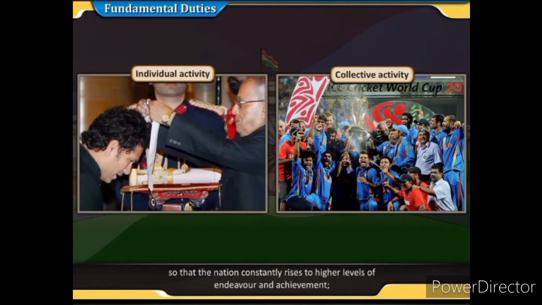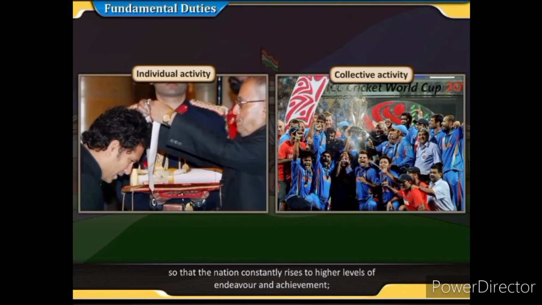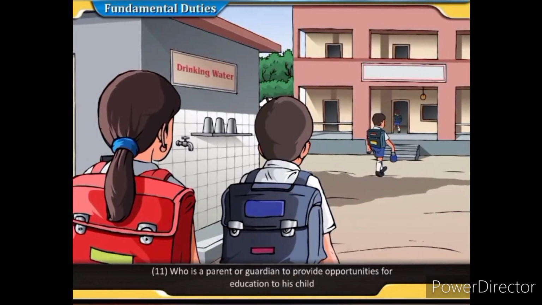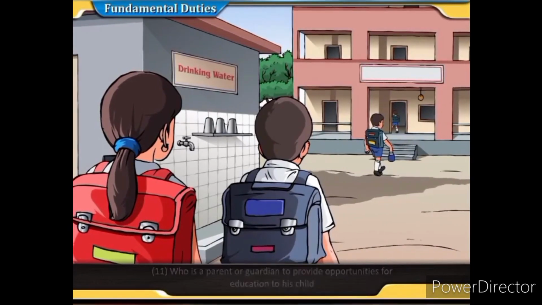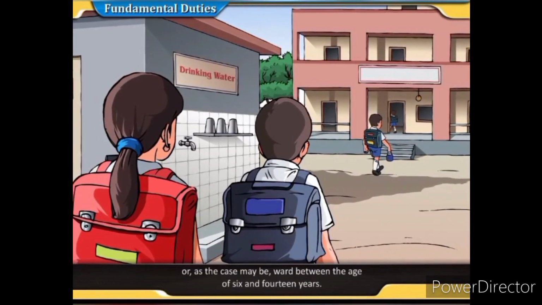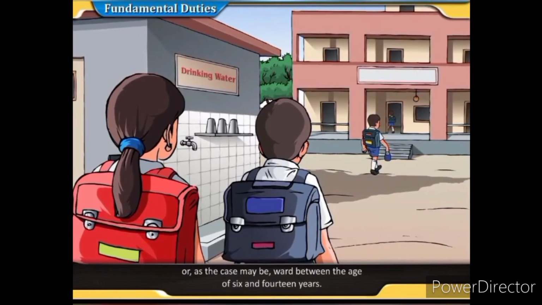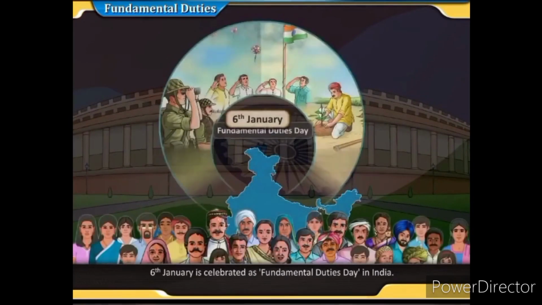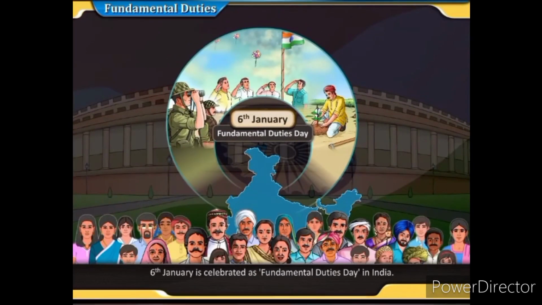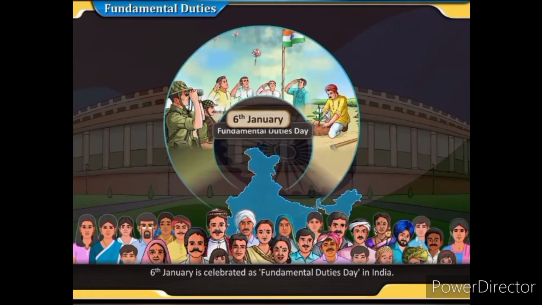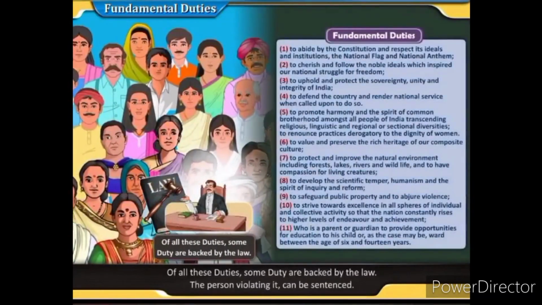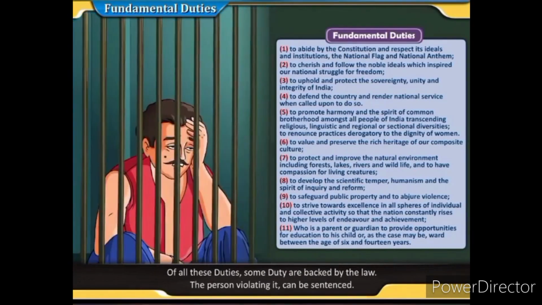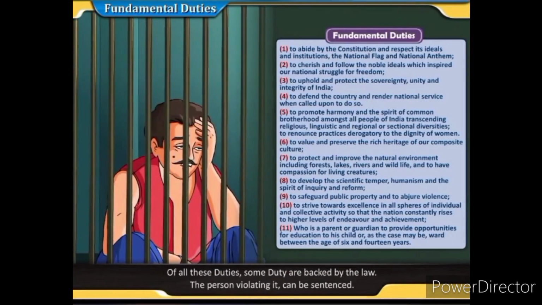and who is a parent or guardian, to provide opportunities for education to his child or, as the case may be, ward between the age of 6 and 14 years. 6th January is celebrated as Fundamental Duties Day in India. Of all these duties, some duties are backed by the law. The person violating them can be sentenced.